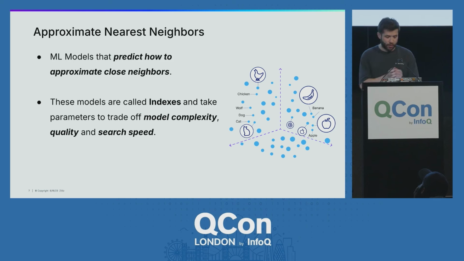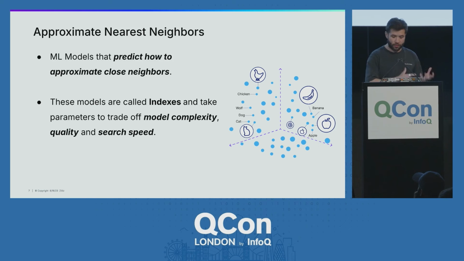And so what we do is then we're going to approximate nearest neighbors. So we're using machine learning models that have been trained actually to predict how to approximate close neighbors. And this is what we're calling indexes. Indexes, it's a bit of a fancy word, or I find it fancy. Well, I find it very complex, very opaque, but actually behind the scenes, it's just a machine learning model.